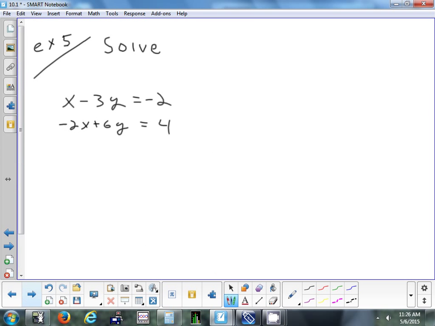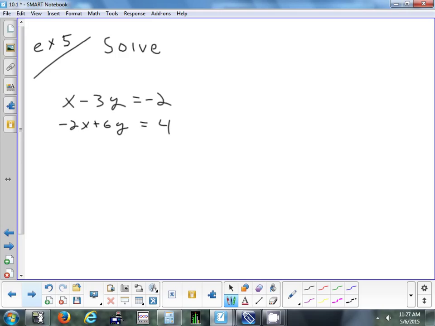Okay, let's look at this one. Okay, Andy, what method could we do here? Substitution. Okay, you could do substitution. Probably solving that top equation for x would be the fastest way to do substitution. But I think elimination is going to be even faster again. But again, you could do substitution.